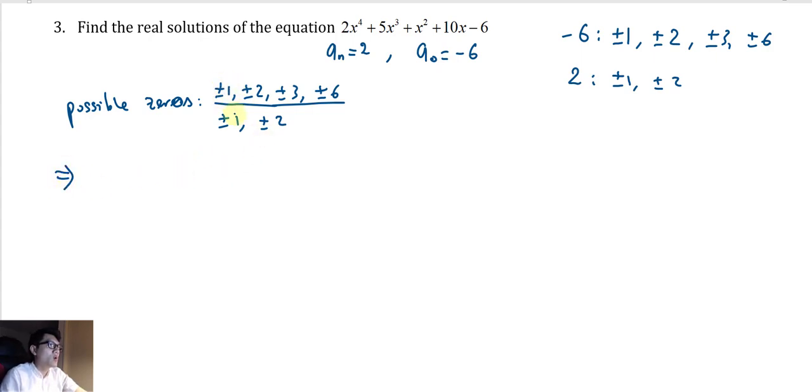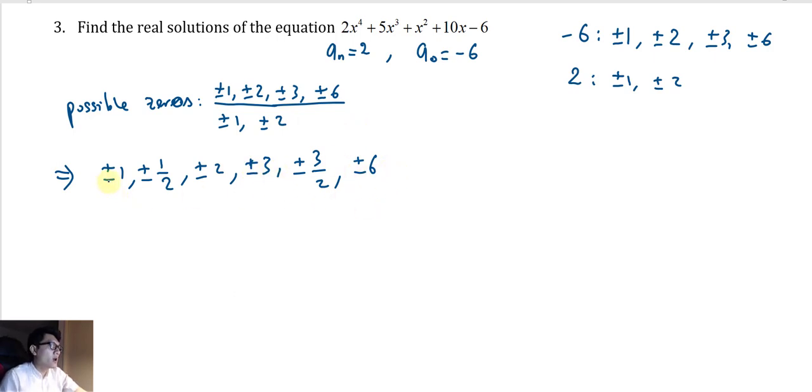Now this is just the ratio, but we need to find the actual values. So take 1 plus or minus 1 divided by 1, so plus or minus 1. Plus or minus 1 divided by plus or minus 2, so plus or minus 1/2. And then take the next one, plus or minus 2 divided by 1. Plus or minus 2 divided by plus or minus 2, the same thing as plus or minus 1, so we don't have to rewrite it. Now, plus or minus 3 divided by 1 is plus or minus 3. And then plus or minus 3 divided by 2 is plus or minus 3/2. And then 6 divided by 1 is plus or minus 6. And then 6 divided by 2 is 3, which is the same thing as this one, so I don't have to rewrite it, right?